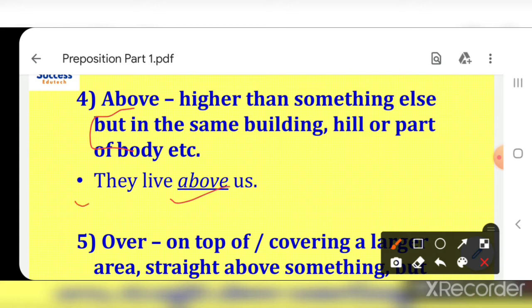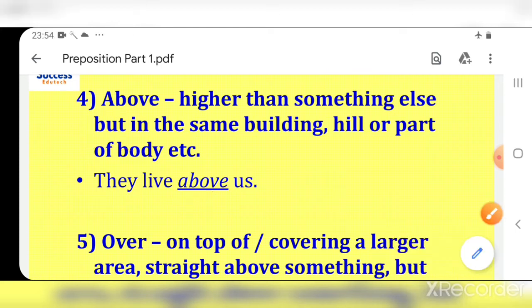This example is used in day to day spoken English, that is, they live above us. On the contrary, its opposite is, they live below us. That means in the upper floor or in the lower floor. If it is below, it's in the lower floor, and if it is above, it's an upper floor. So, we use above here.